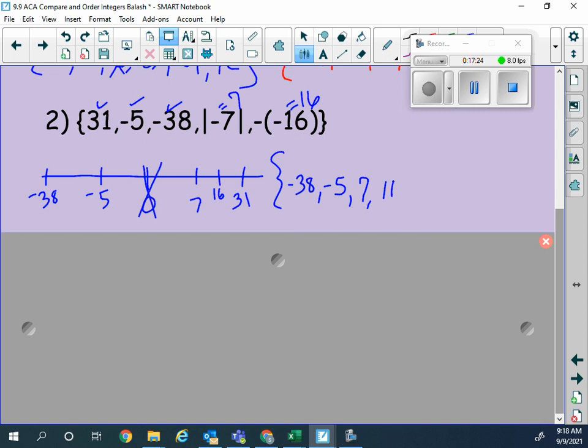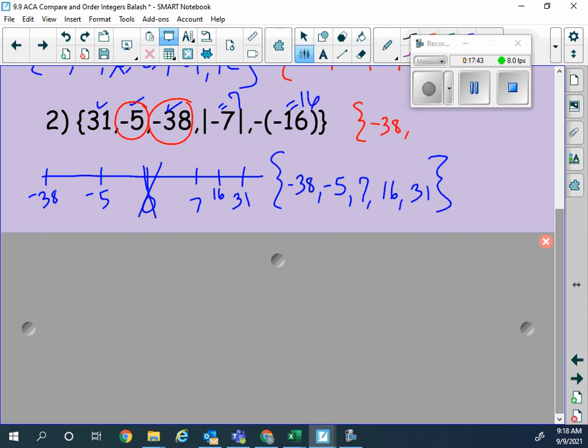And then what? 7, 16, 31. Okay? Now, for the people that did not do a number line, first, let's take our negatives, right? So we've got -5, -38, and that's it. So which one is smaller?